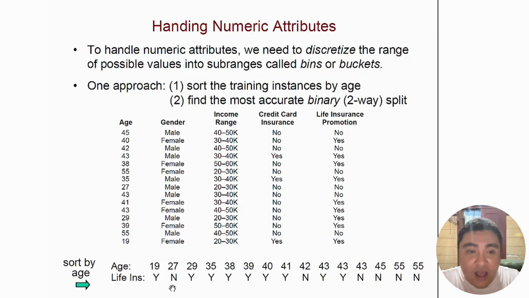So 19, if the age is 19, then it will answer yes, okay? You also have 27, 29, 35, 38, 39, 40, 41, 42, and then look at this one. There are those under the age of 43 who answered yes. You also have here those who answered no, okay? Three 43s, and you also have here 45, only one, but 55 has two, right? You have it here, 55, two no. So ayan. Now, how do we handle them?